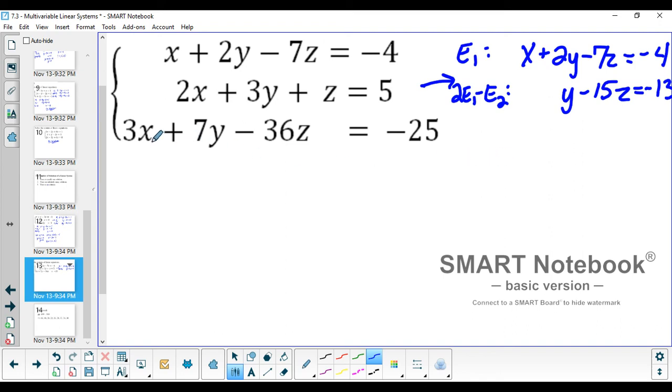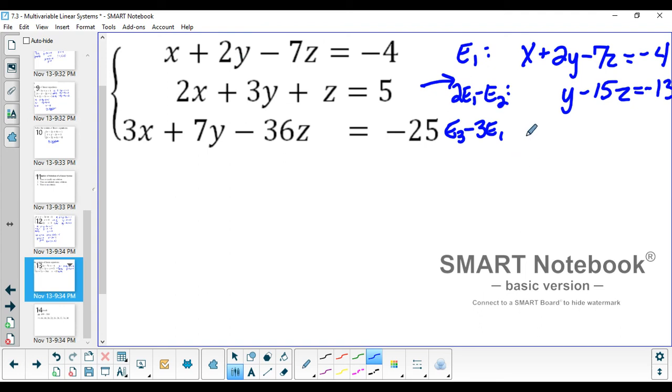All right, here I also want this to be a 0. I'm kind of looking ahead a little bit, so I'm actually going to do E3 minus 3E1. That's just because I've noticed that if I do that, 7y minus 6y is going to give me 1y positive instead of a negative. But it doesn't matter. Don't think that you have to think ahead and do that.